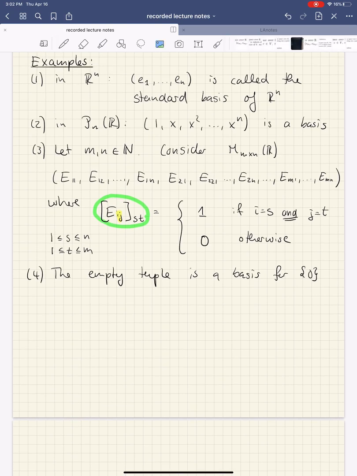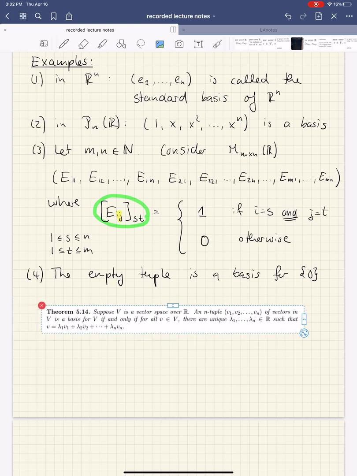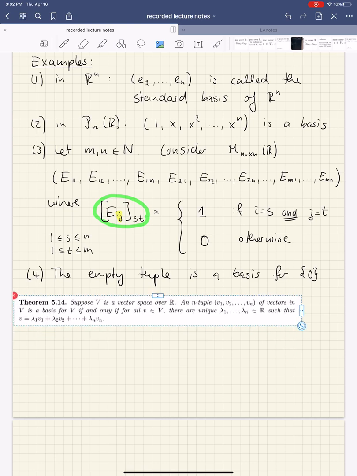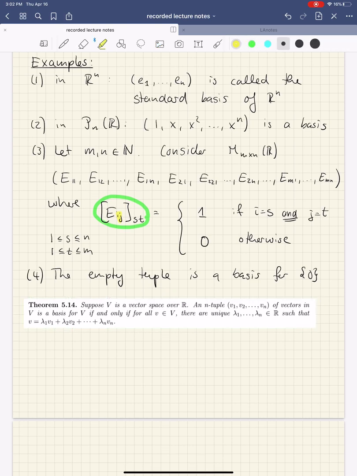Okay, so now let's go to our first result on a basis. This is the result I kind of hinted to beforehand. So what does it say here? If you have a vector space and you take an n-tuple in that space, then this is a basis if and only if, for each element in that vector space, there's a unique choice for these coordinates.